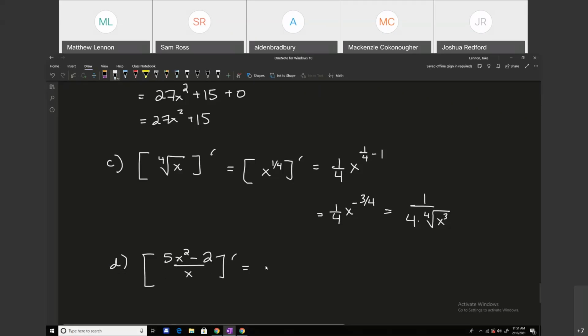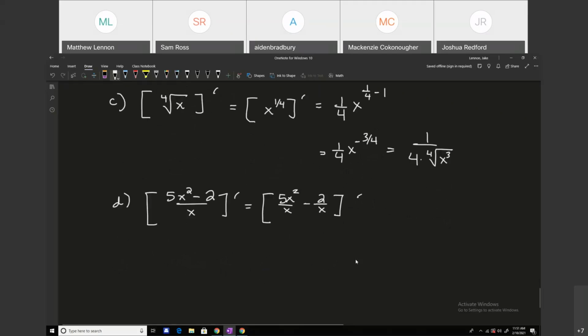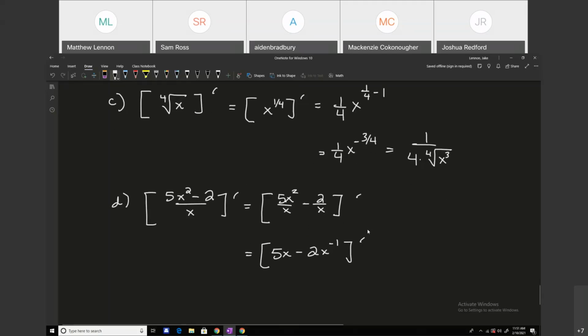So we break this apart into 2 terms using the common denominator: 5x squared over x minus 2 over x. And then we can rewrite that again. 5x squared over x is just going to be 5x, and 2 over x we can write as 2x to the negative first power, because we want to write everything as x to a power to apply that power rule. If you cannot write it as x to a power, then you cannot appeal to that rule.